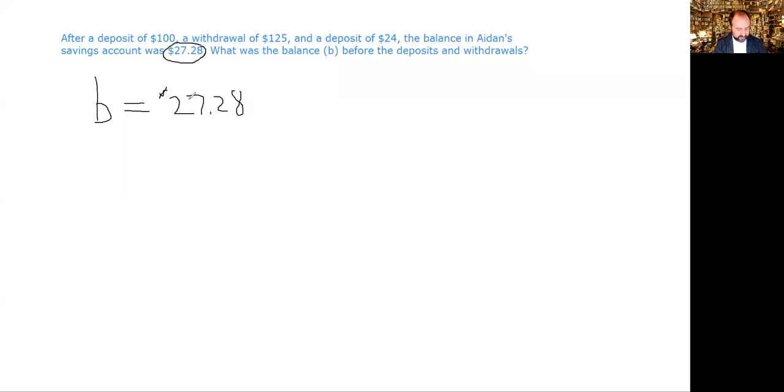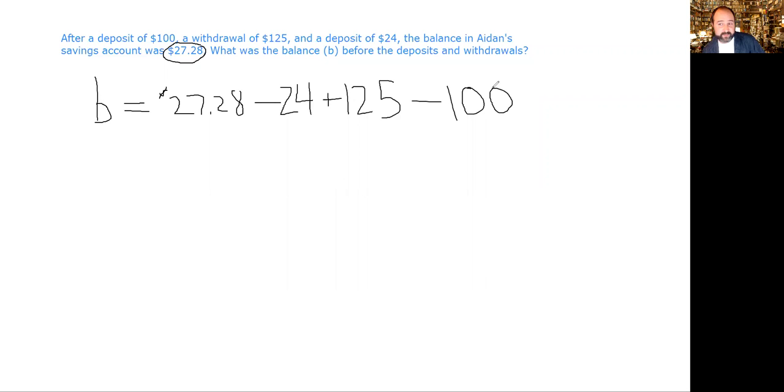So 2728, and you want to take away 24, and you want to add 125, and you want to take away 100, okay? Now, I'm doing it backwards, right? Because I started with a positive number here. This might be easier to explain the other way around. But let me just show you it this way first, okay?